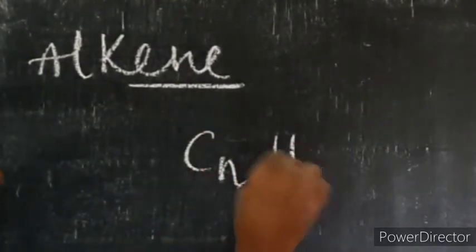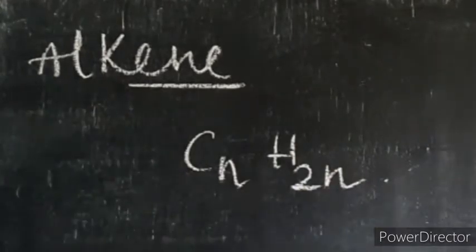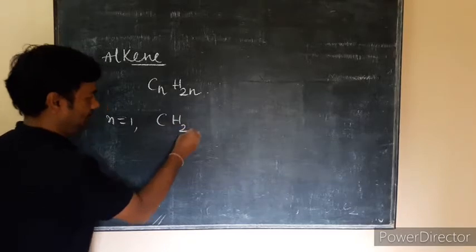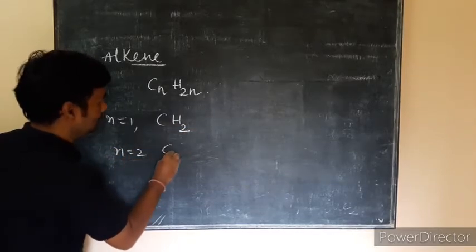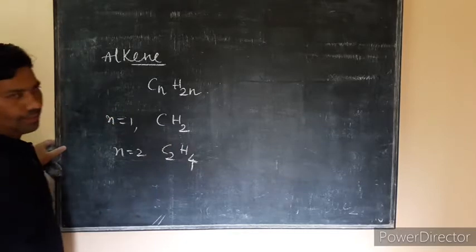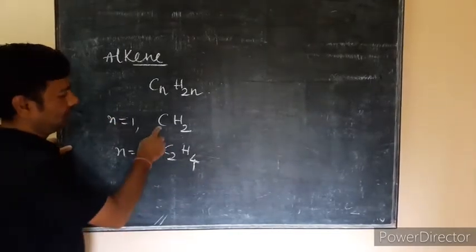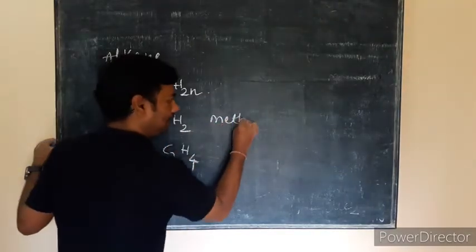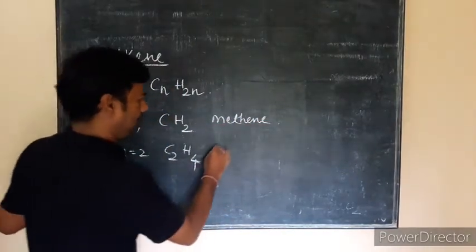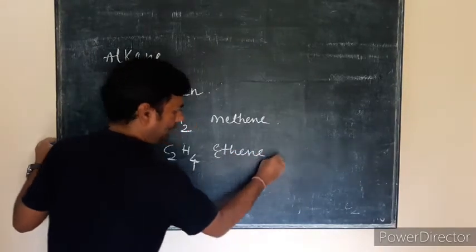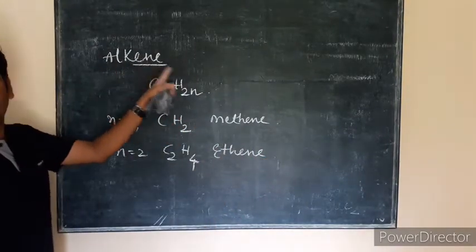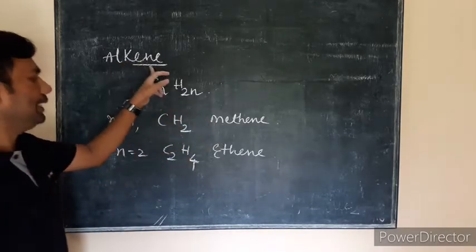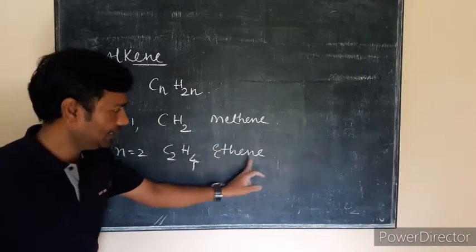Its general formula is CnH2n. For example, n is equal to 1, so CH2. n is equal to 2, C2H4. What is the name of the carbon compound? CH2 is only one carbon, so meth, ENE, methene. This is ethene. Alkane means methane, ethane, propane. This is alkene, so methene, ethene, propene.